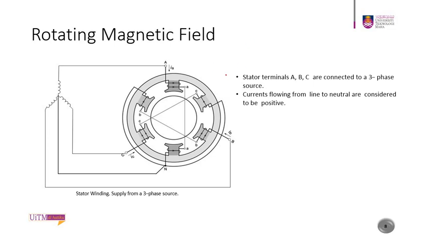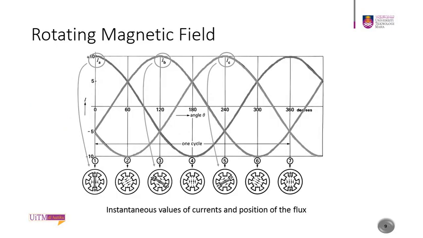For the rotating magnetic field, you have, for example, stator terminals A, B, C connected to a three-phase source, and the currents flowing from the line to neutral are considered to be positive. So this will create a rotating magnetic field.